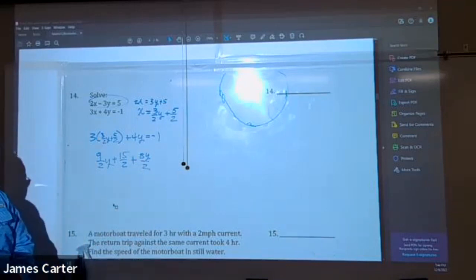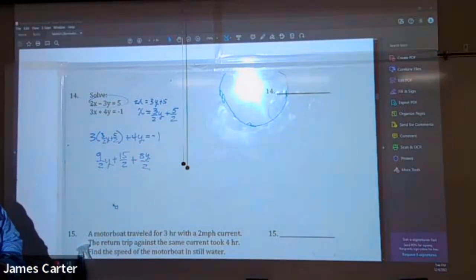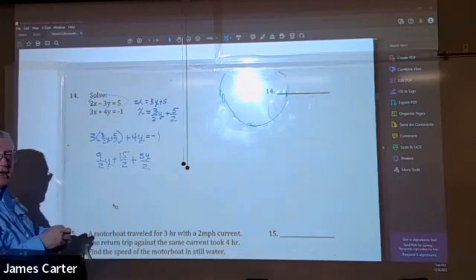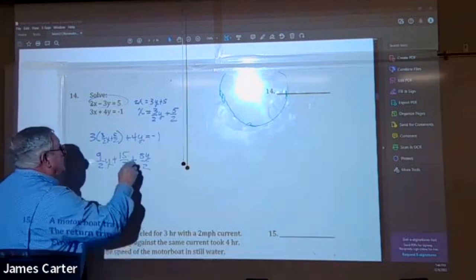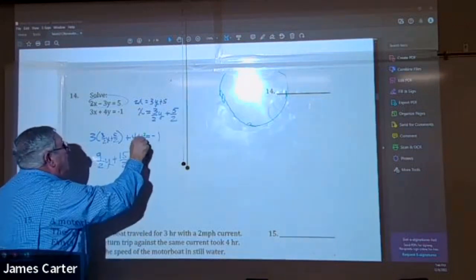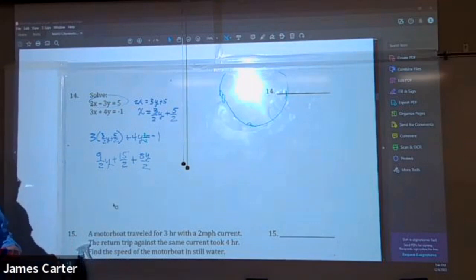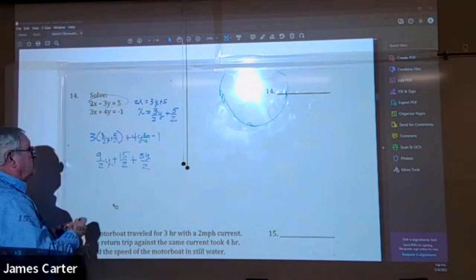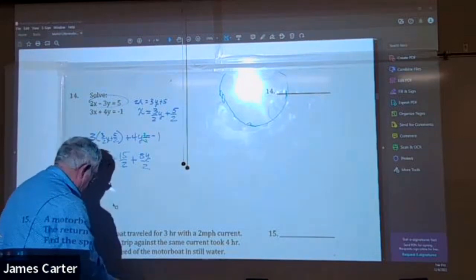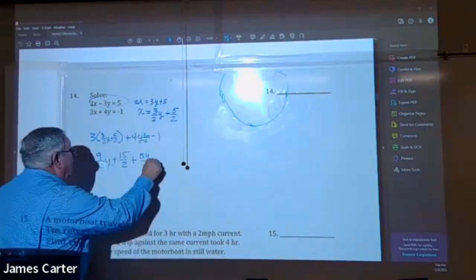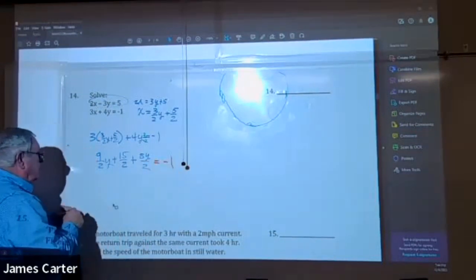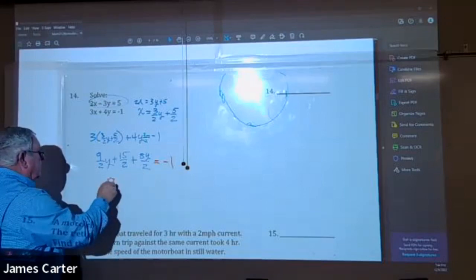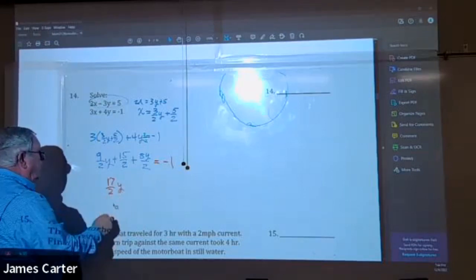8y/2. Common denominator. So I took this one times 2/2, okay, for a common denominator, equals -1. Okay, so these two combined give me 17/2 y.